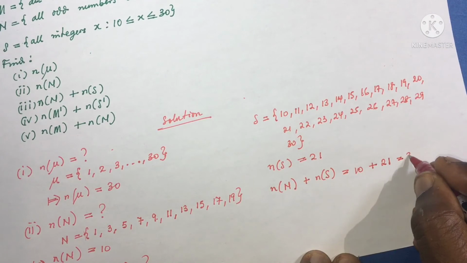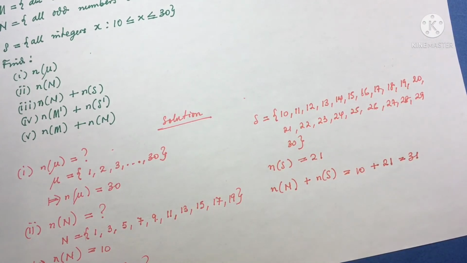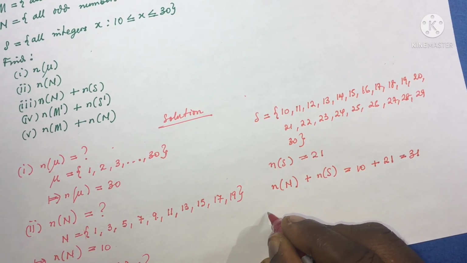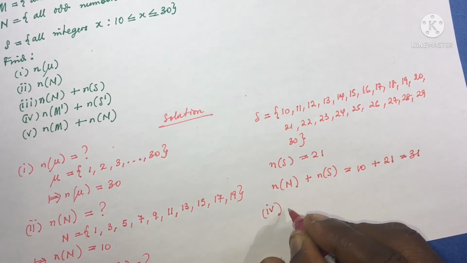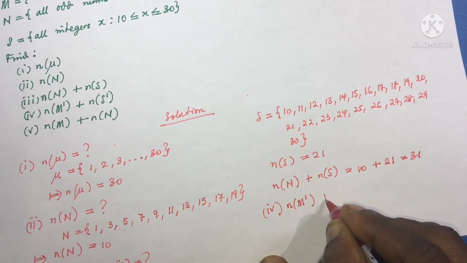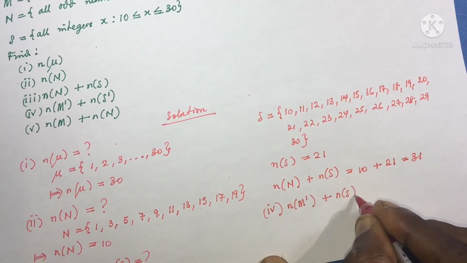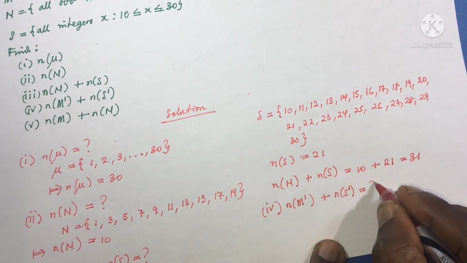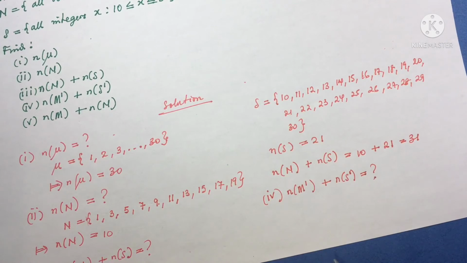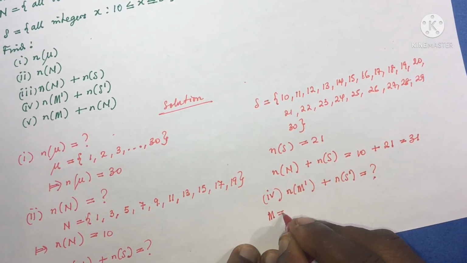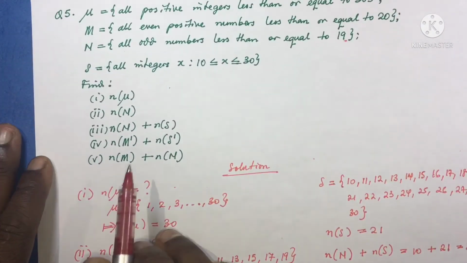So adding both together gives us 31, and that solves that problem. Now, let's go over to question number 4. For question number 4, we are asked to find n(M complement) plus n(S complement). So I'm going to put a question mark again, because first of all, we have to obtain M. Now, what are we told about M?